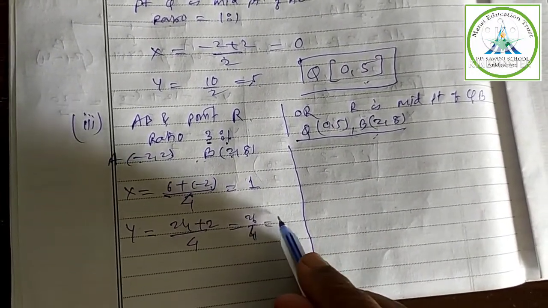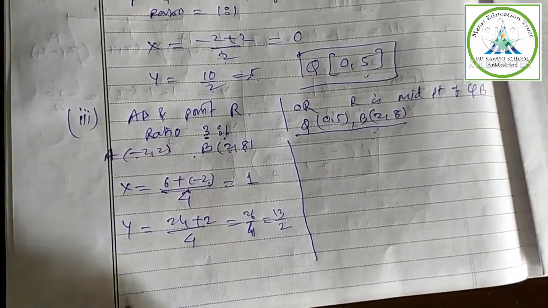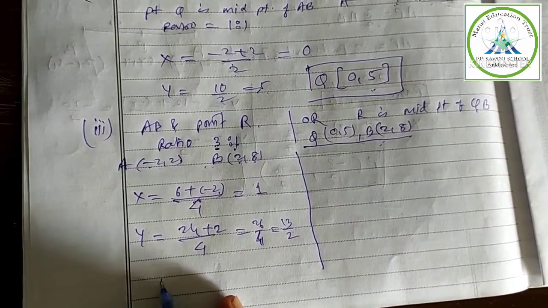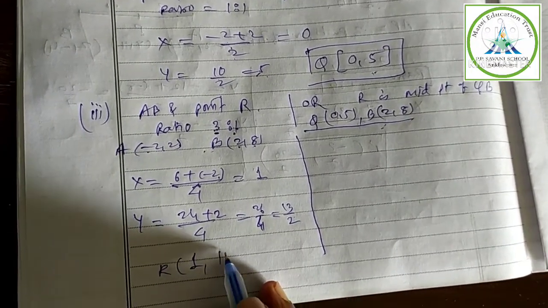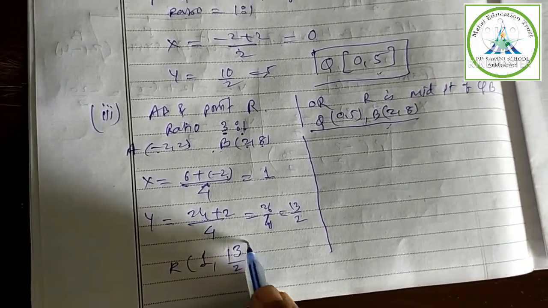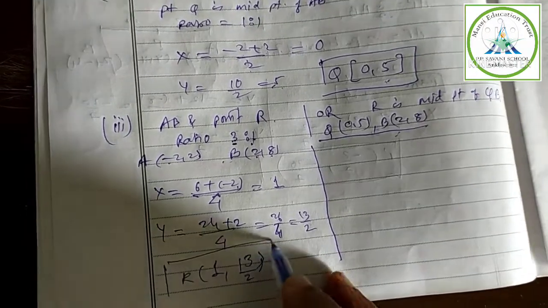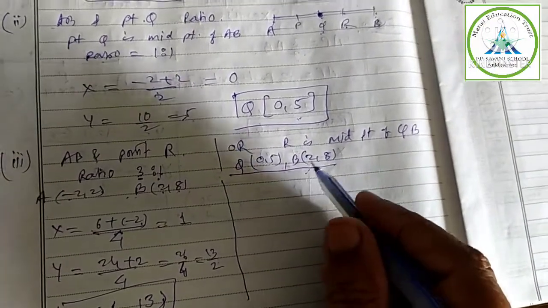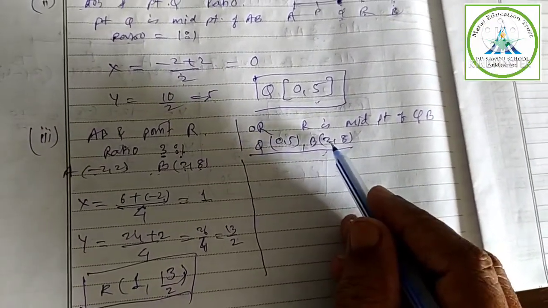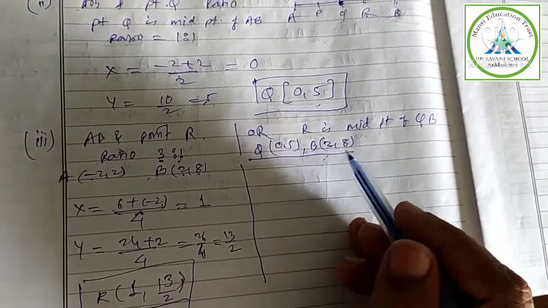You can cancel by 2. 13 upon 2. So that point R is 1, 13 upon 2. Okay, got it. Now here, if we take midpoint, see now. Midpoint means x1 plus x2 upon 2, y1 plus y2 upon 2. Clear?